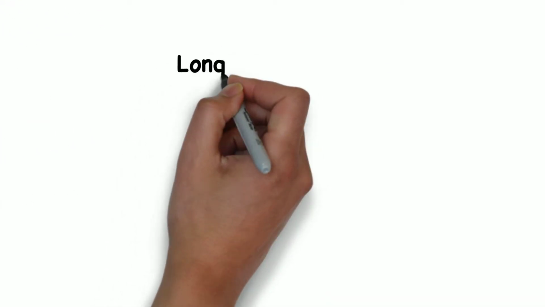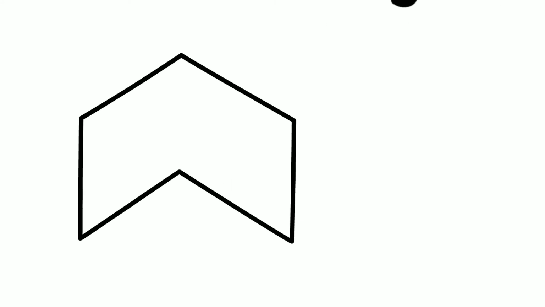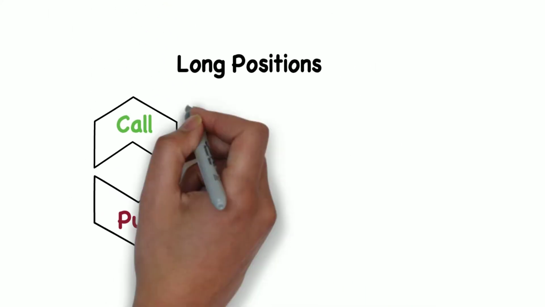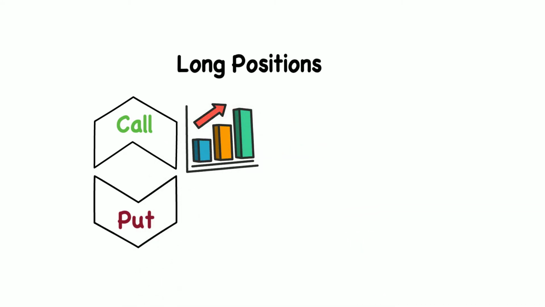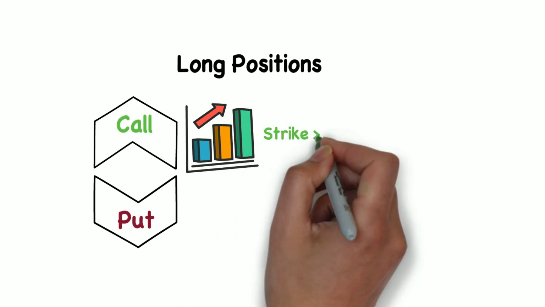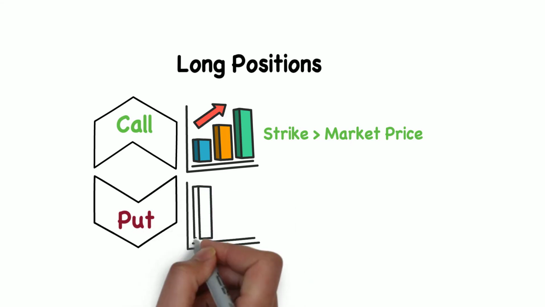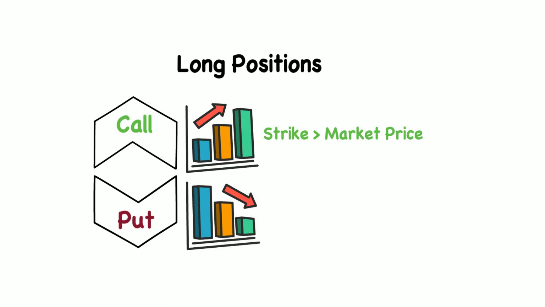When you first start trading options, you'll more than likely only be taking long positions, or in other words, you'll only be buying contracts. There are two types of options contracts: options to buy, called calls, and an option to sell, called a put. When you buy a call, you're essentially betting that the market will go up, and you'll typically buy a call with a strike price higher than the current market price. When you buy a put, you're betting the market will go down, and you'll typically buy a put with a strike price lower than the current market price.